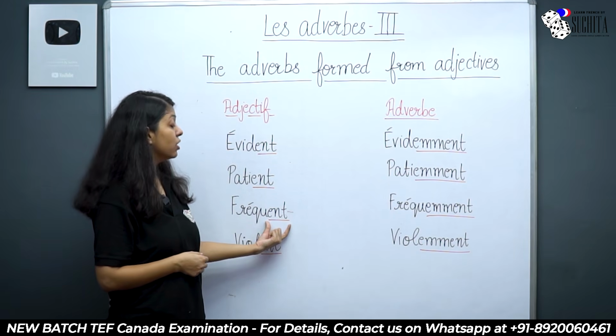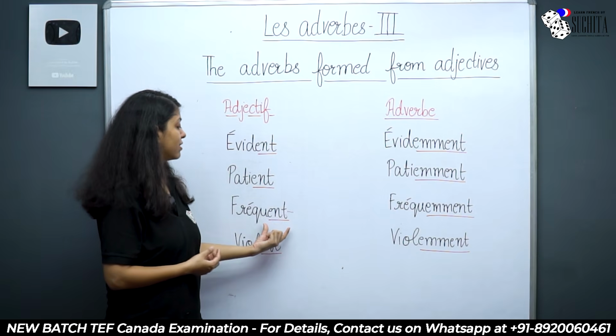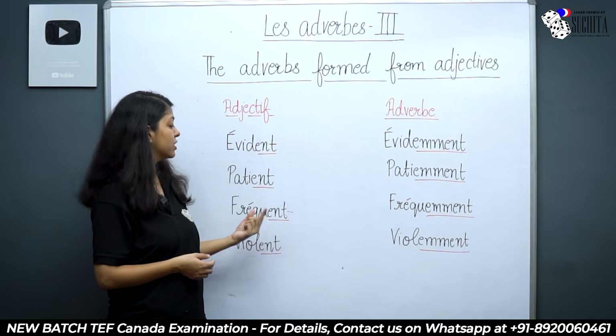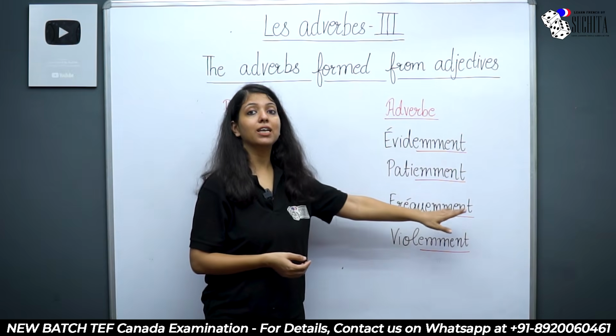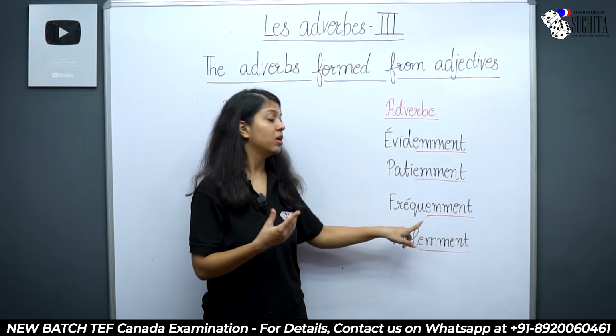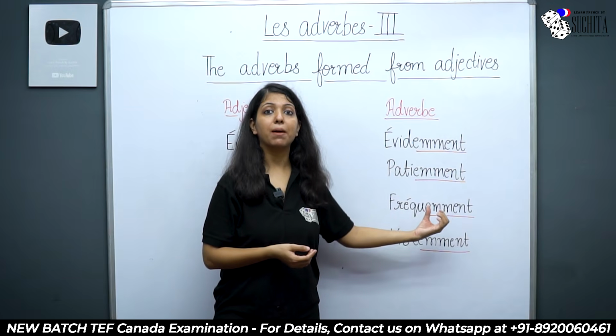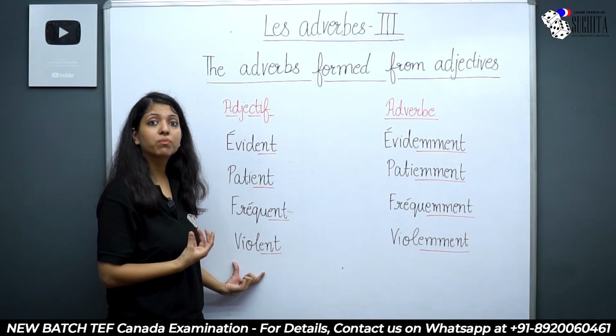The third one is fréquent. Fréquent. Now here, it means frequent. We need to make frequently with it. It's ending with ENT. Remove that. You need to write till U and then add EMMENT. Fréquent. Imagine there is A over here. Fréquemment. The last one is violent.